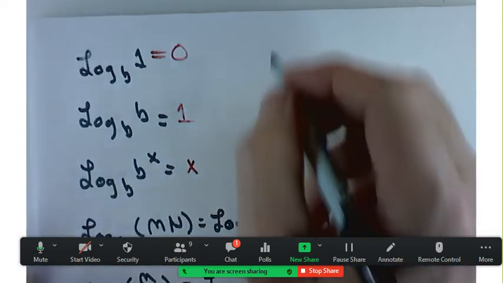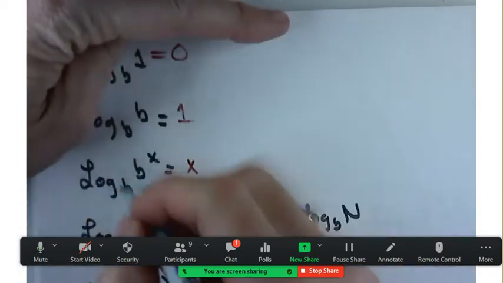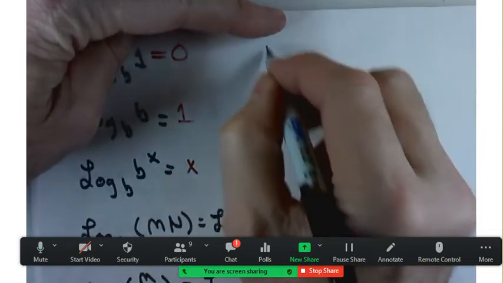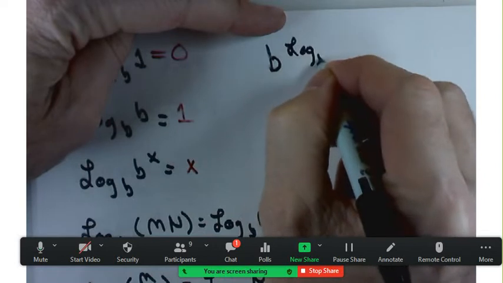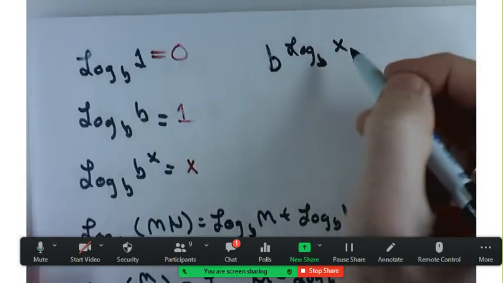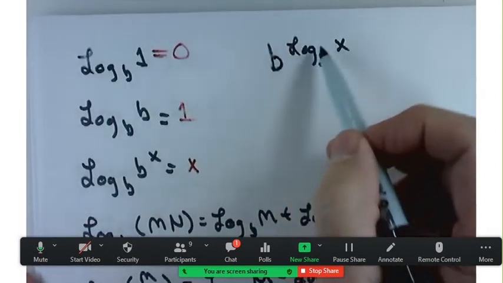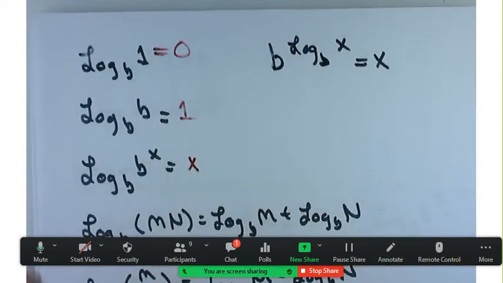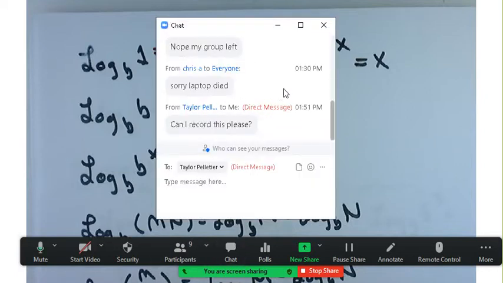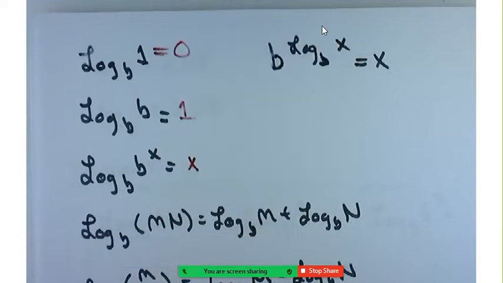Now you can see that in another form, if you have b to the log base b of x. Again, you've got a function and its inverse back to back. So that'll be an x. All right, so a little background and reminder of what's going on here.